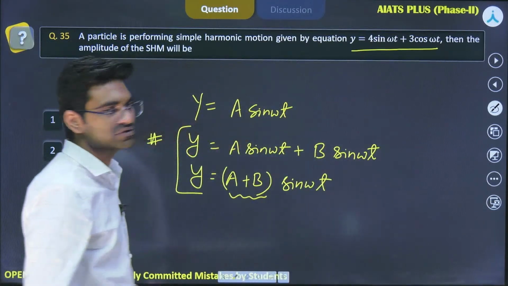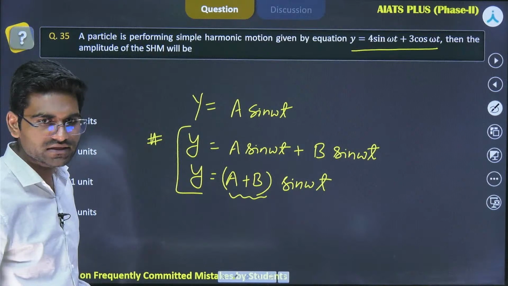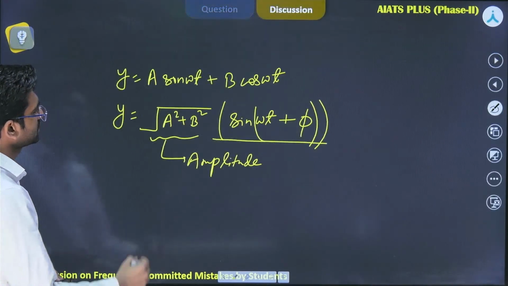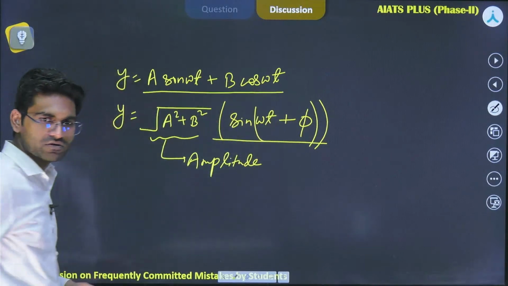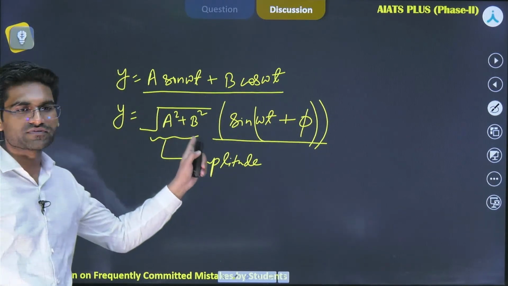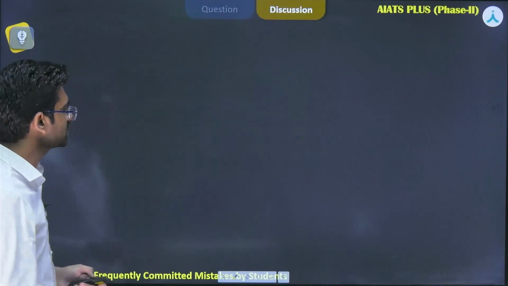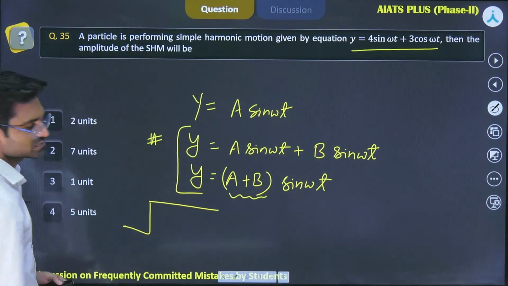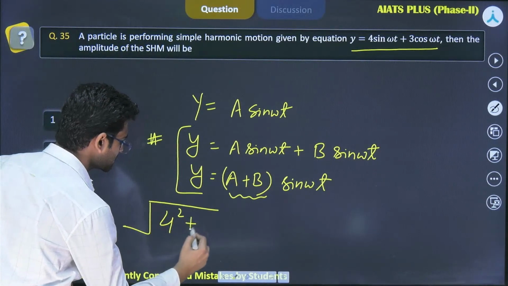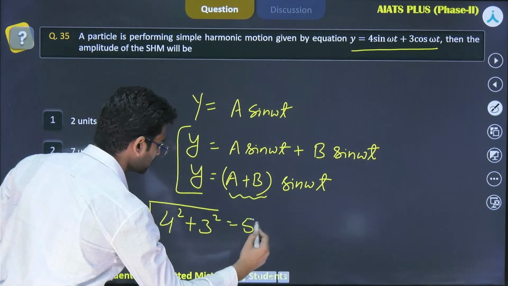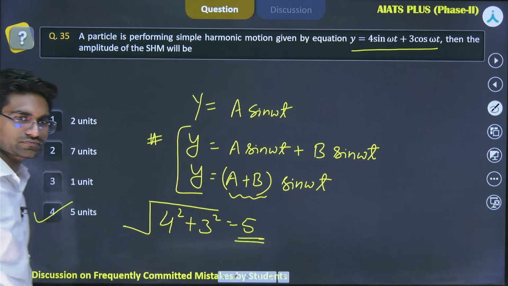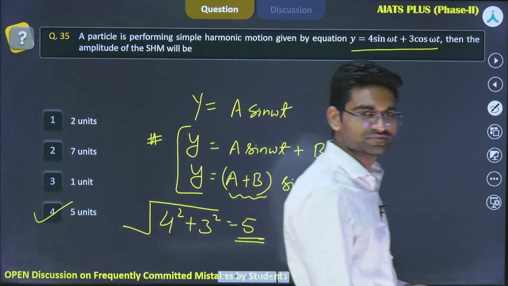Now tell me, the equation given in the question, y equal to 4 sin omega t plus 3 cos omega t, is similar to this equation, right? This one, a sin omega t plus b cos omega t. That's why we have to apply this formula, under root of a square plus b square, which gives 4 square plus 3 square. You know the answer, that is 5 units. 5 units is the answer. Any doubt?